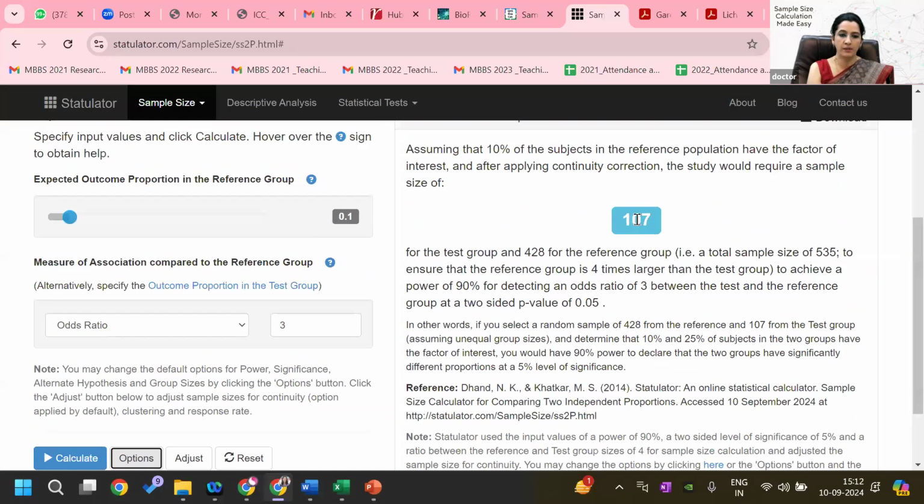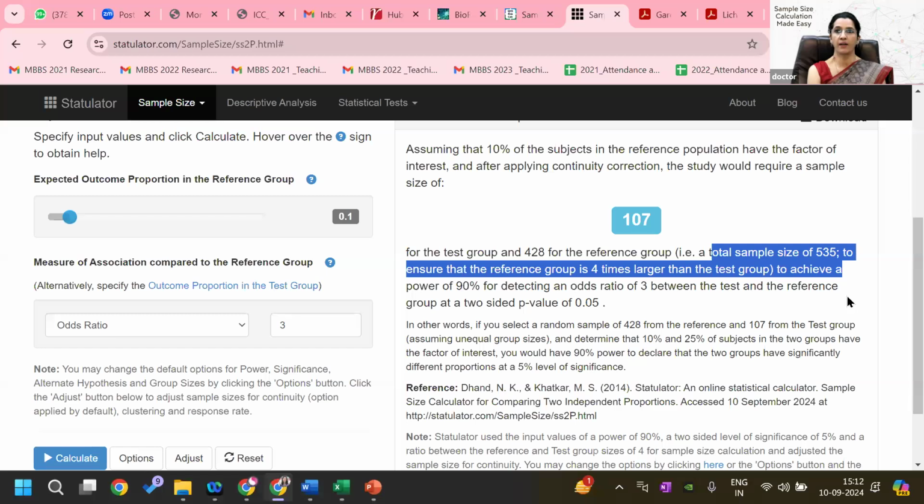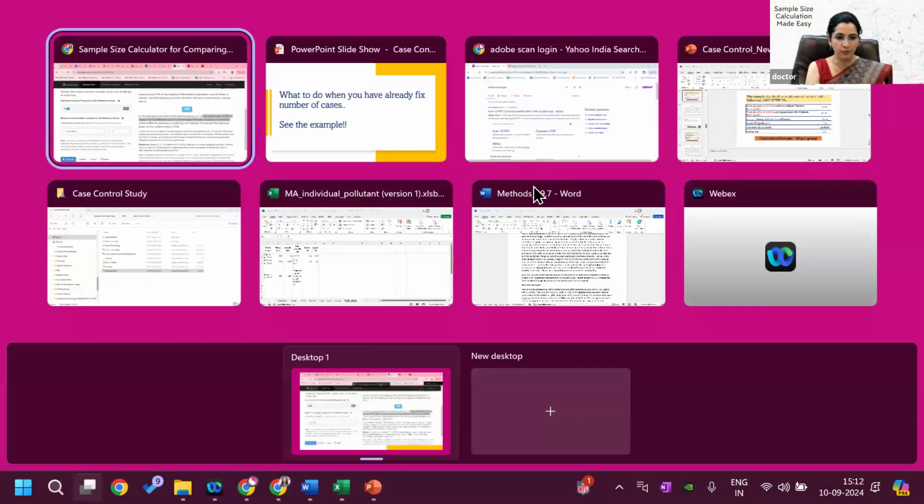And then you can see the calculation of sample size. So it is 107. But 107 is the cases. Total 428 is your control. So the total sample size will be, if you see this, 535. So the total sample size is 535, taking 107 cases. So this was the maximum ratio of control which you can take, that is 1:4. We'll see why it is so.